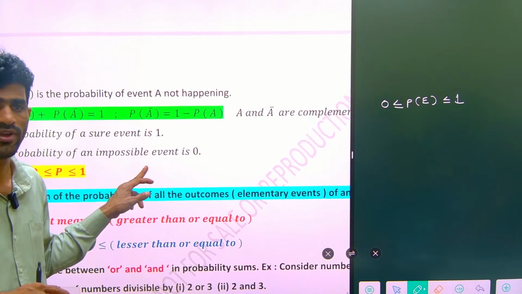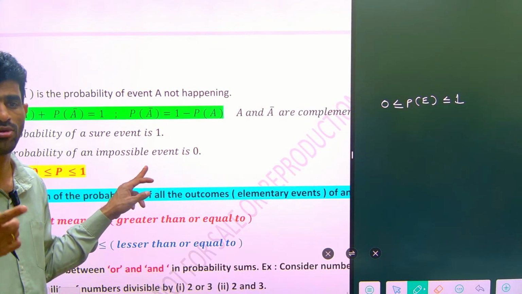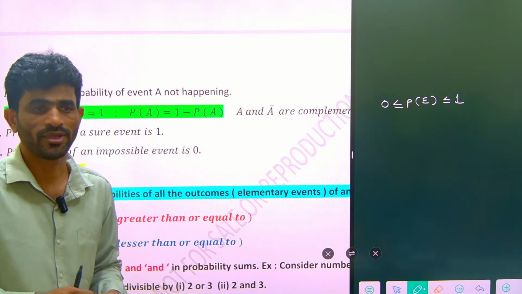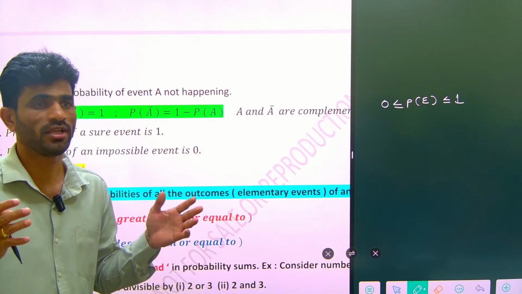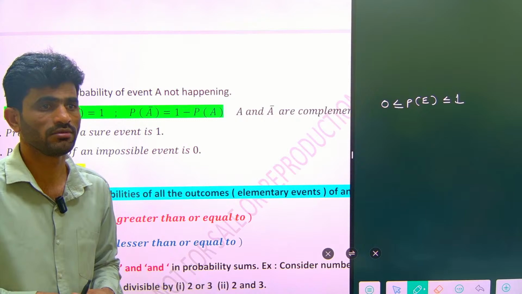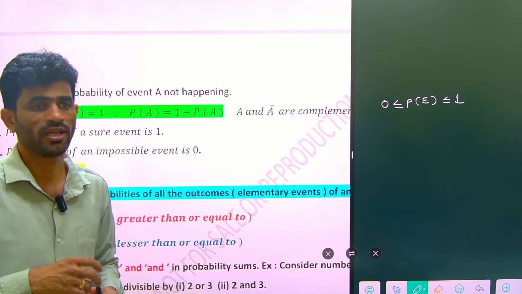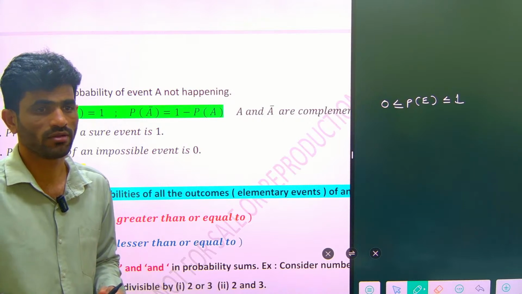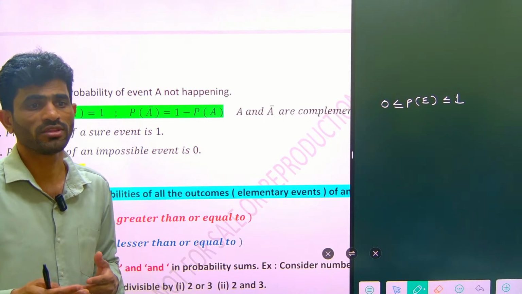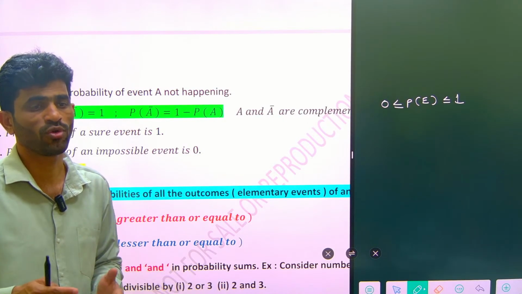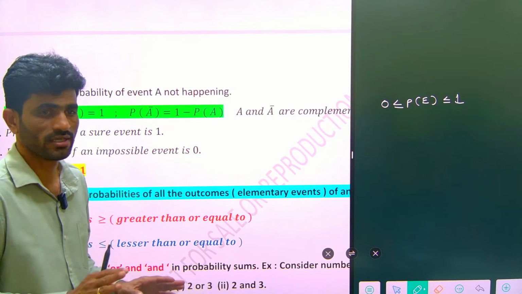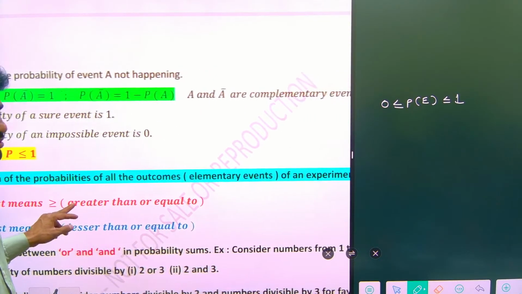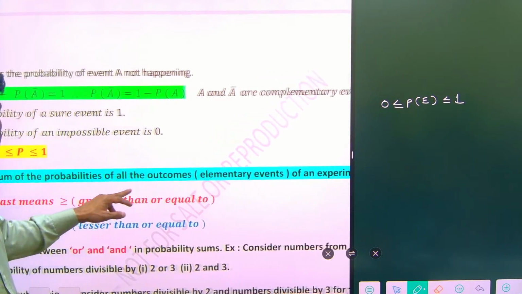Probability of an impossible event is 0. Sometimes you have to analyze whether it is an impossible event. We have some examples. There are only lemon flavored candies in the bag. What is the probability to get an orange flavored candy? Because it is an impossible event. What is the probability to get a 7 on the dice on which 1, 2, 3, 4, 5, 6 are there? So like that, some questions are impossible events. Some sure events also will be there. If it is a sure event, probability is 1.